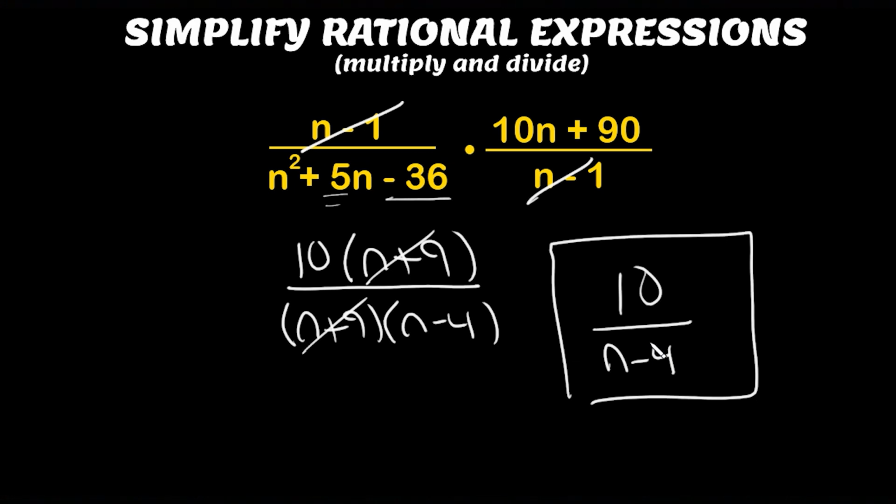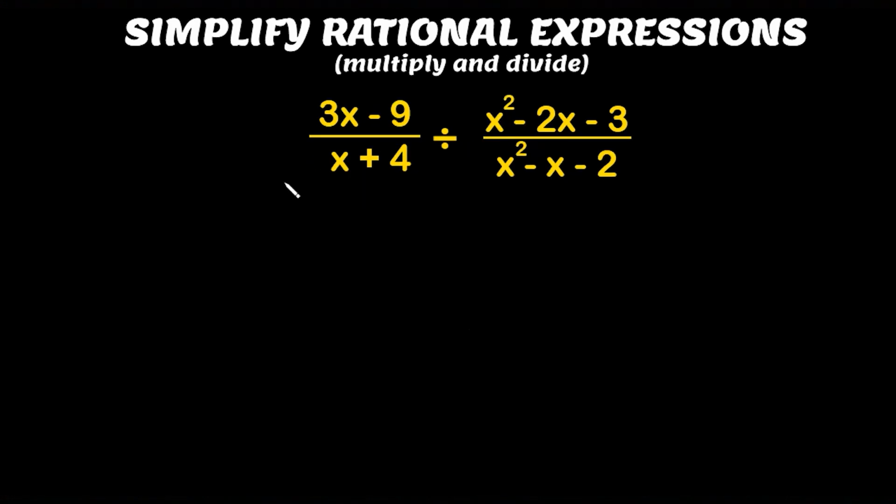All right, let's try one more problem. Okay, here's our last problem, and you can see that it's division. So again, we want to try to factor everything first, and then we'll keep, change, flip, and honestly, we can do it all in one go. So looking right here, I have 3x minus 9. I can factor out a 3. That's what I'm going to do. I'm left with x minus 3 now. On my denominator, I can't do anything there. I'm just going to write x plus 4.